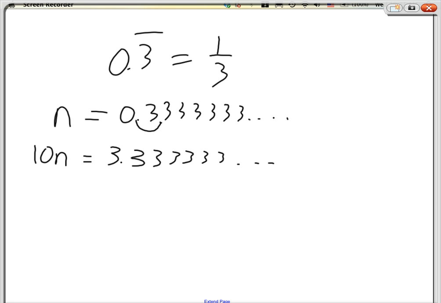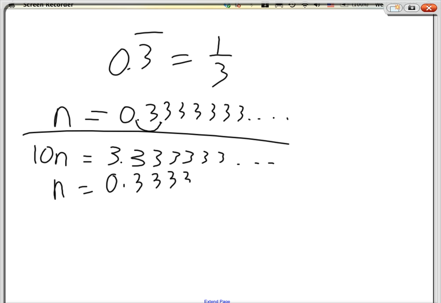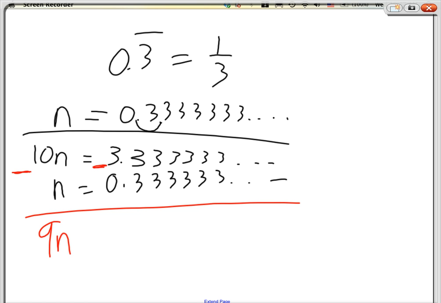All I have to do is do a subtraction problem. Take the biggest minus the smallest. So here's my biggest. Subtract the smallest. Make sure you align it by column as well. Here's the n equals 0.333333 repeated. If I subtract it, watch what happens. What is 10n minus n? 9n. What is 3.3333 minus 0.3333?